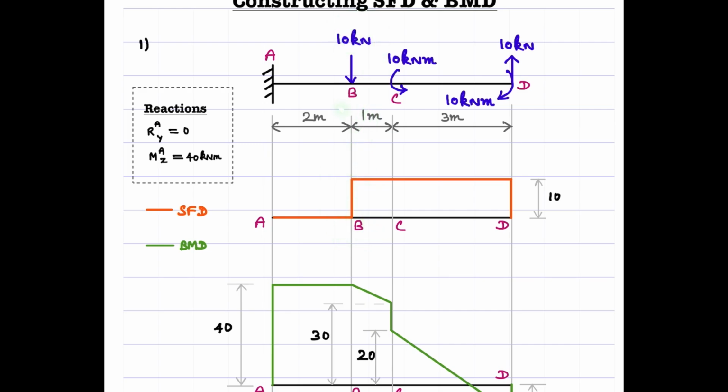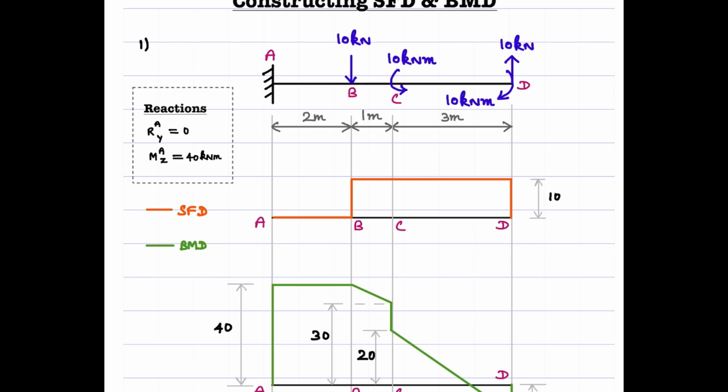So whenever you have a concentrated load, at the corresponding location in the shear force diagram there should be a jump, the jump discontinuity. And this height should be equal to the magnitude of the concentrated load acting at that location. Proceeding forward, in span BC you don't have any other force acting in between. Even though you have a concentrated moment acting at this location C, it is not going to affect the SFD. It only influences the BMD, which we will see subsequently.